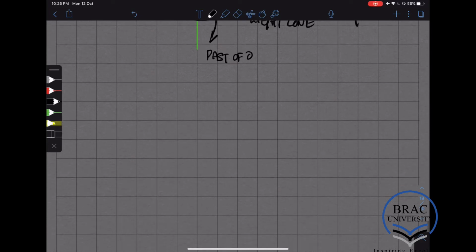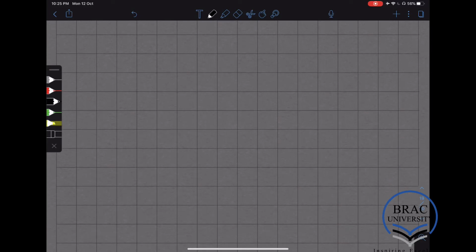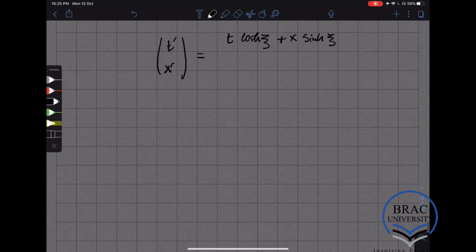So next, we want to describe length contraction. We saw that if I do a Lorentz transformation in the x direction, then the new coordinates x prime and t prime are given by t times cosh of psi plus x times sinh of psi, and this is given by t times sinh of psi plus x cosh of psi.